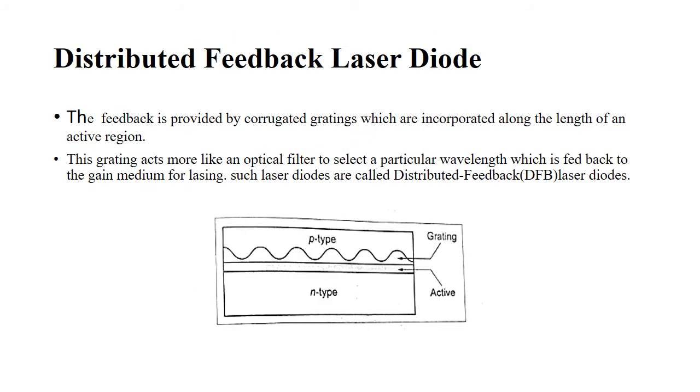Next is the distributed feedback laser diode. The feedback is provided by corrugated gratings incorporated along the length of the active region. This grating acts like an optical filter to select the particular wavelength which is fed back to the gain medium for lasing, and as a result no separate mirror is required. Such laser diodes are called distributed feedback laser diodes.